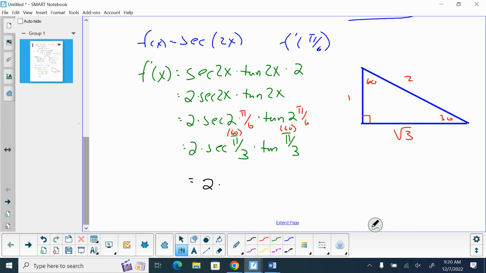The secant's reciprocal to cosine. So if I look at 60 degrees and I go reciprocal of cosine, I have 2 over 1 times the tangent of 60, which is opposite over adjacent, which is square root of 3 over 1. So we have 2 times 2, which is 4, times square root of 3, or square root of 3.